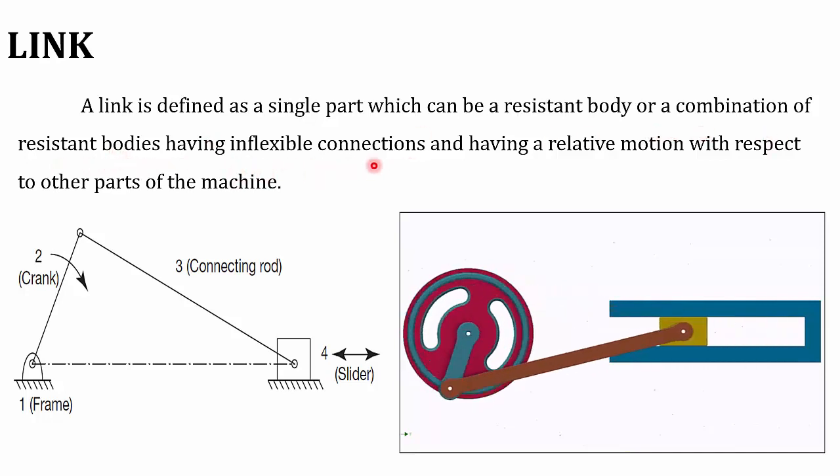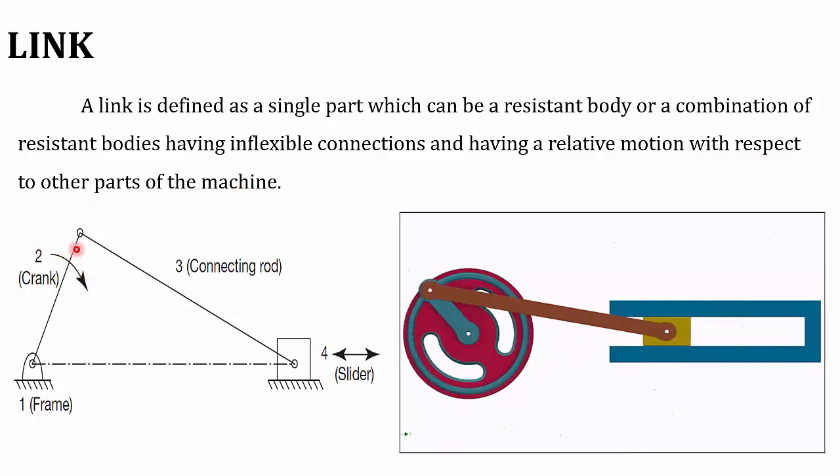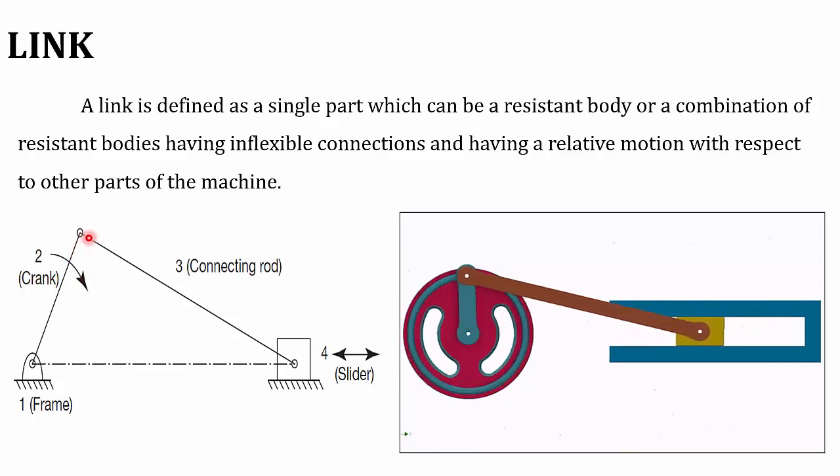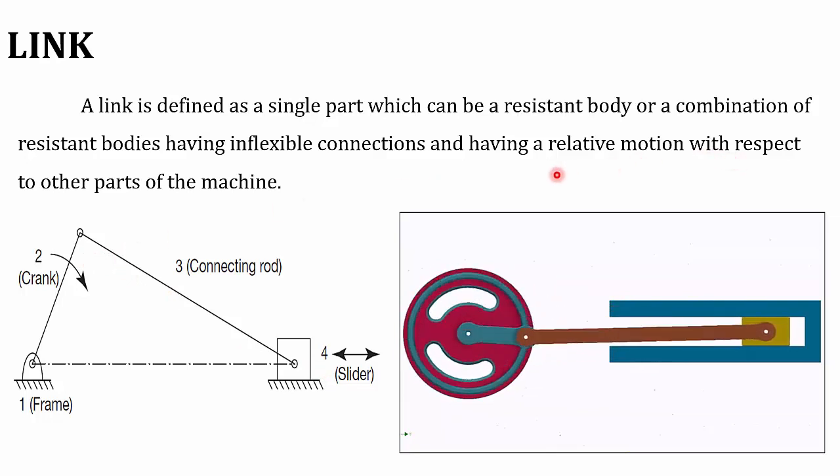The connection is inflexible, it is not flexible, and it has relative motion with respect to other parts. The meaning is, if I rotate the crank, then from the crank the motion is transmitted to the connecting rod, and from the connecting rod the motion is transmitted to the slider, and the slider slides. So that is the meaning of transmitting relative motion with respect to the other parts.